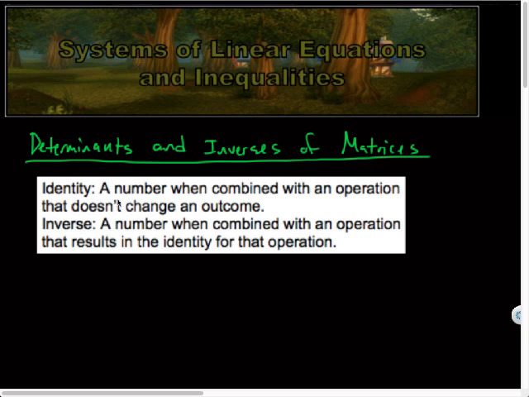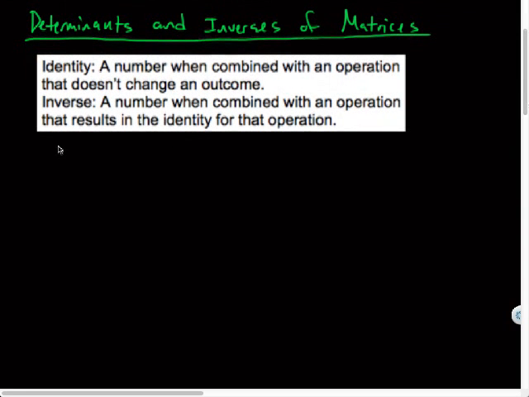All right, so identity, this was kind of my best non-mathy definition I could come up with to try to make it a little bit friendly. An identity is a number that, when combined with an operation, doesn't change the outcome. So I'll start by recalling some of the identities for different operations we know. 1 times 1 equals 1. So let's consider what the additive identity was.